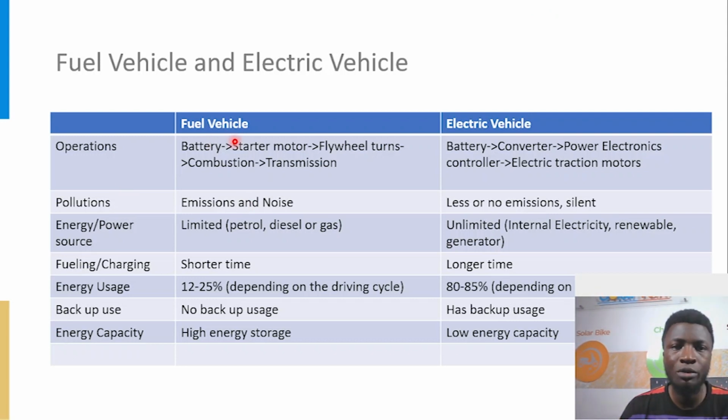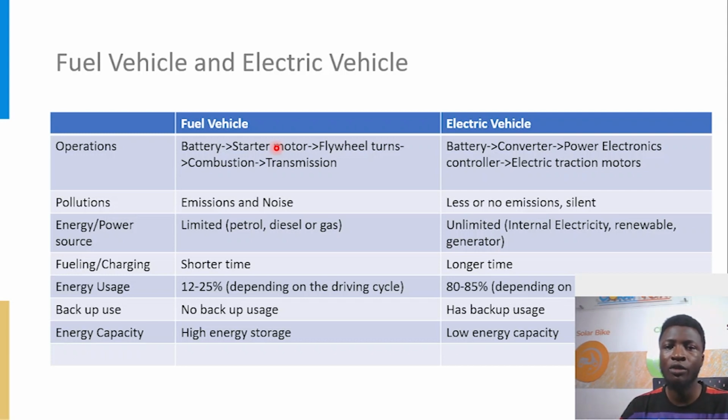Starting with the operation between fuel vehicle and electric vehicle. Anytime we start the fuel vehicle, energy or electricity is produced by the auxiliary battery to the starter motor. Now, the gear on this starter motor meshes with that of the flywheel, which turns the engine until there is combustion, and that energy from the gasoline to mechanical is given to the transmission and then to the wheel to move the car.